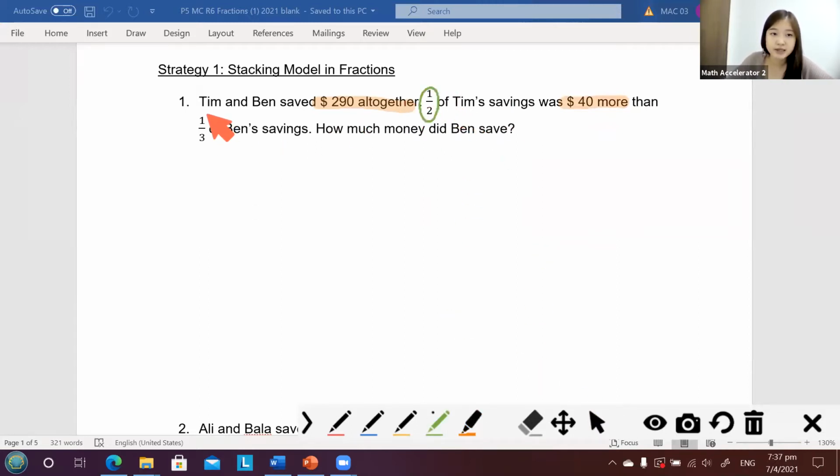So how do you recognize this is a stacking model in fractions question? They usually give you a difference. So annotate your question and highlight all the keywords. They'll tell you a fraction of someone is $40 more, or $40 less, than a fraction of someone else. So it's a portion of the first item and a portion of the other item. Then there's this difference here, and they also give you a total over here.